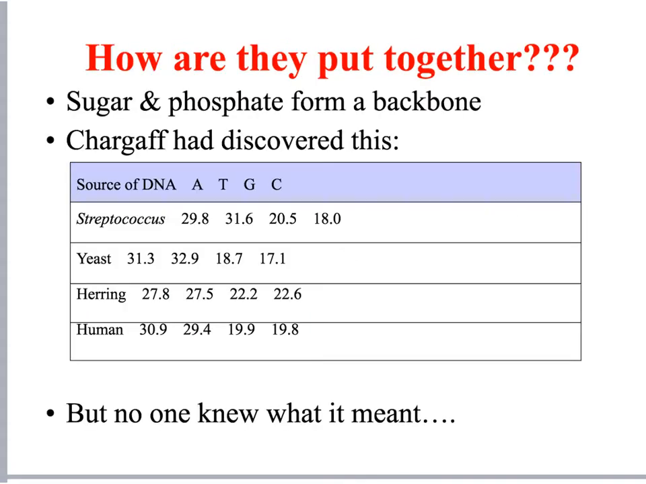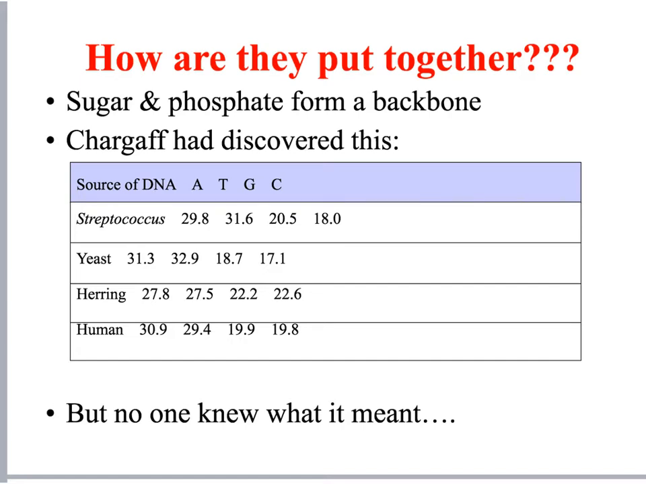This is Erwin Chargaff. What he came up with is called Chargaff's rules. So we have 4 different organisms here. Look at the approximate amounts of adenine compared to thymine, and then guanine with cytosine. They are not equal, they are approximately equal. So Streptococcus has about 29.8% of adenine and 31.6% of thymine. That is not equal, but it's approximately the same.